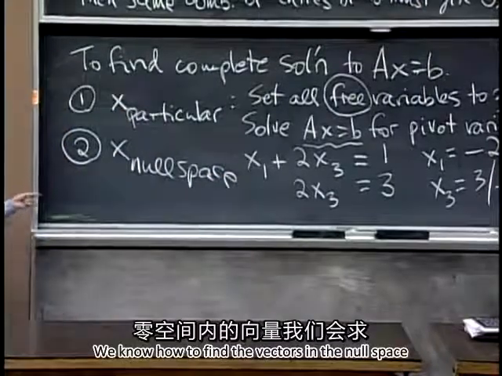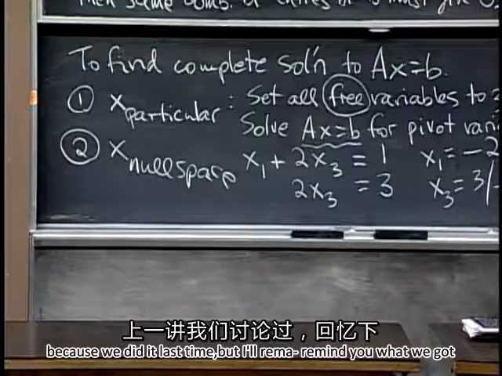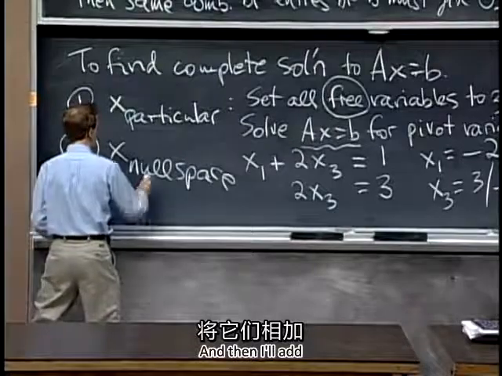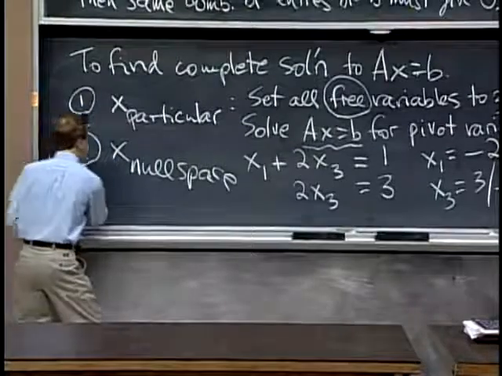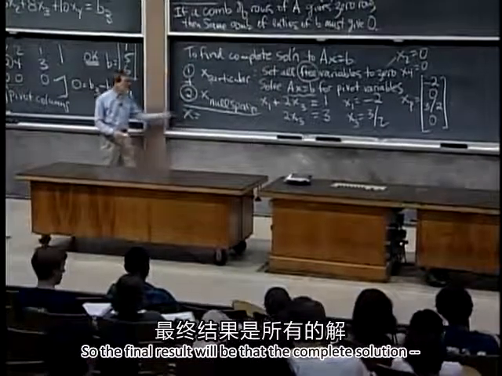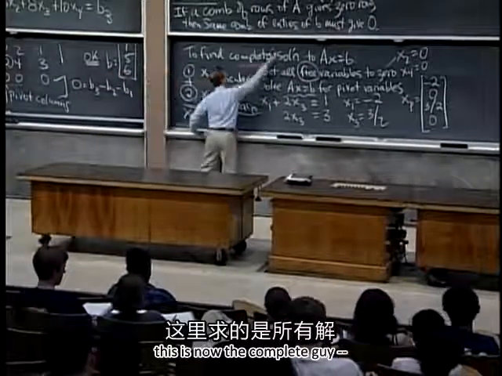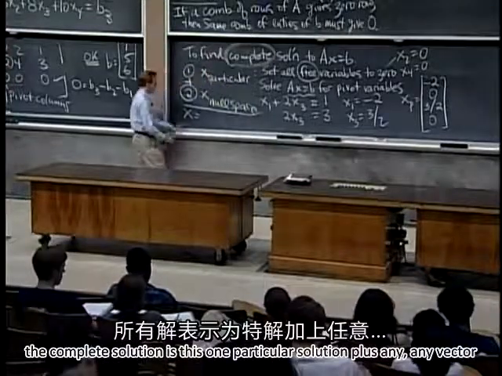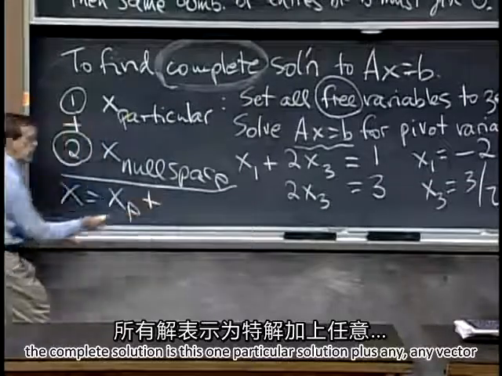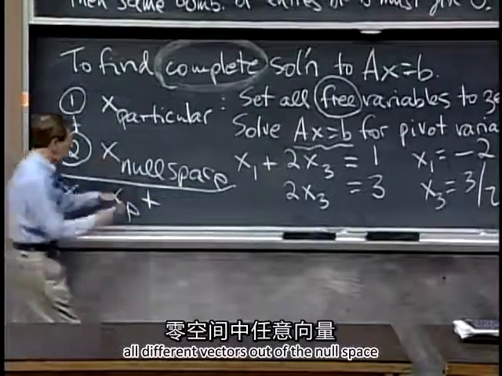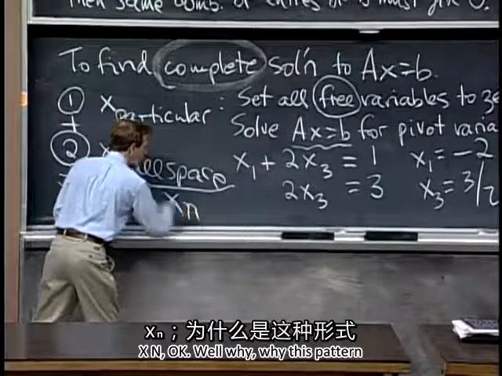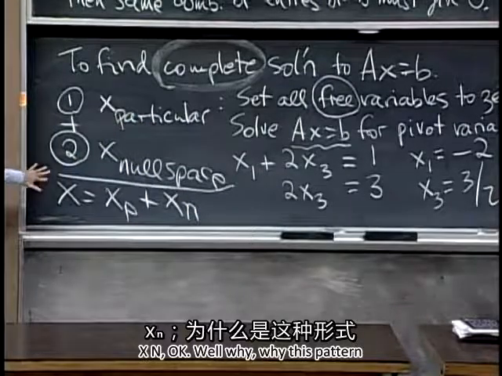We know how to find the vectors in the null space, because we did it last time, but I'll remind you what we got. And then I'll add. So the final result will be that the complete solution is this one particular solution plus any vector out of the null space, xn. Okay. Well, why this pattern?